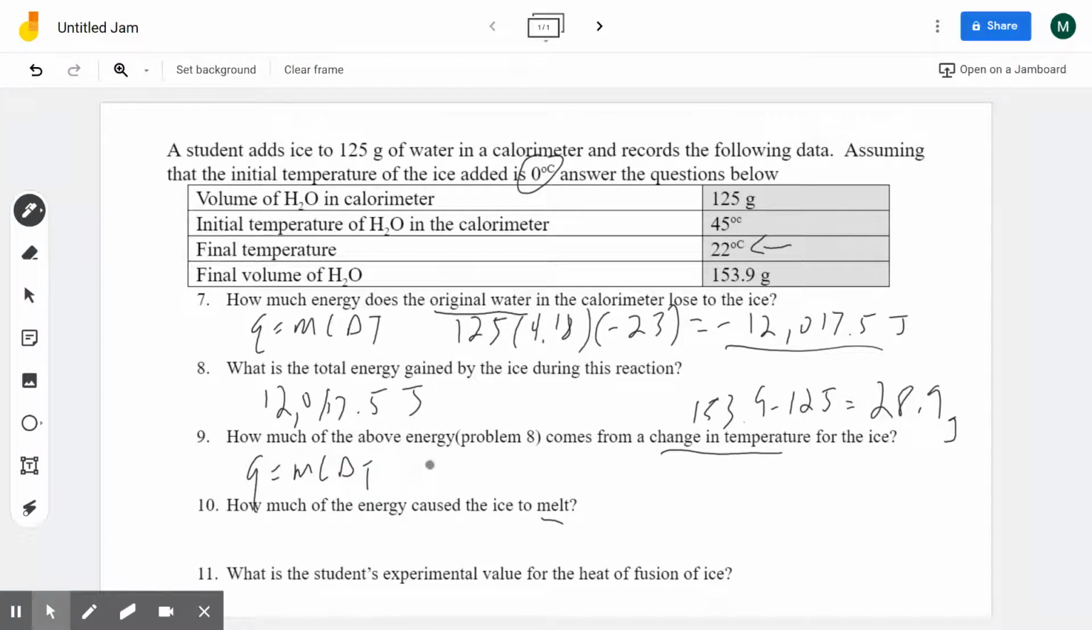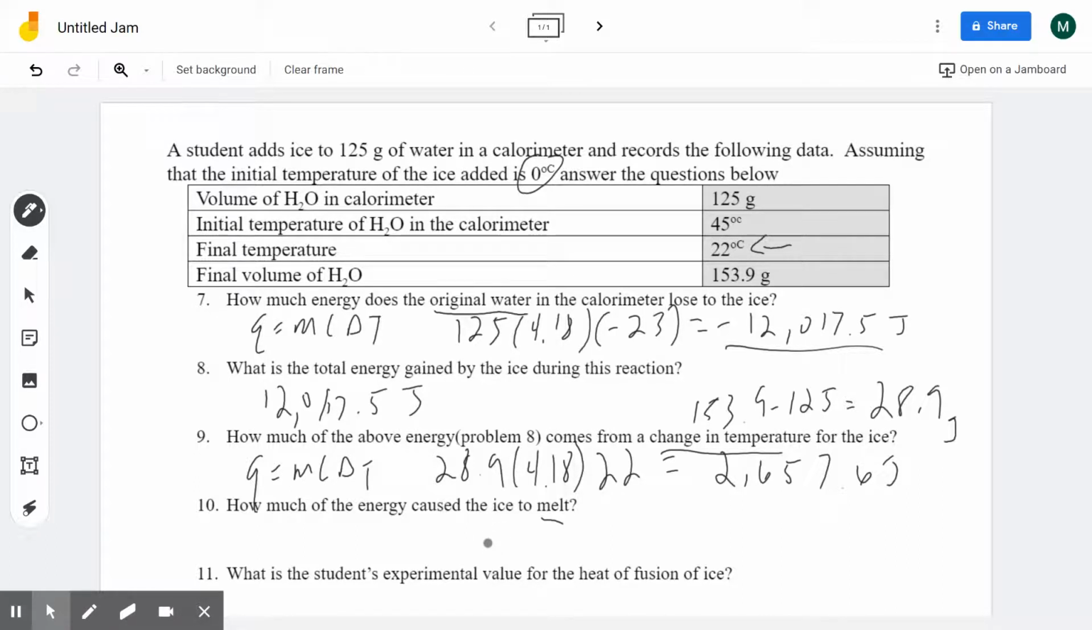So now the temperature change energy would be from MC delta T. That's going to be 28.9 times 4.18, because it changed temperature as a liquid, times it went from 0 to 22. That's 2,657.6 joules.